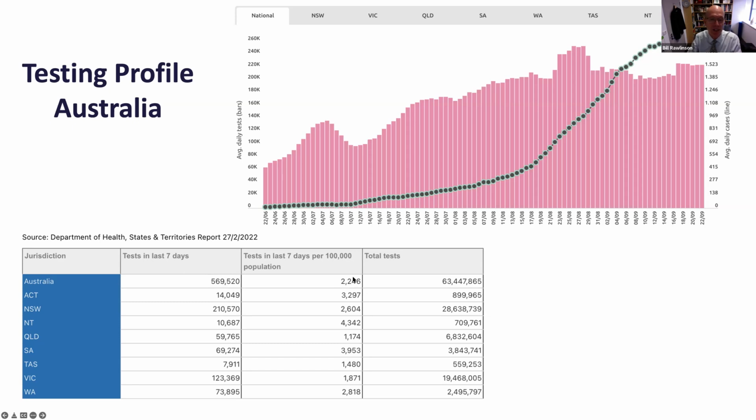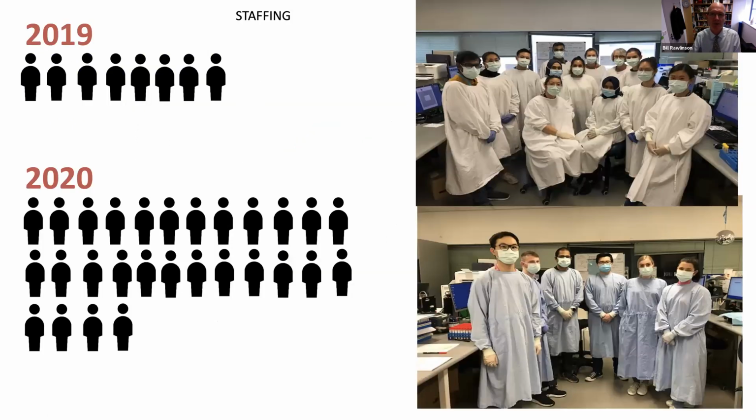Of those, that's around about 2,200 per 100,000 population. And the total test to date is 63.5 million. So clearly there's a lot of testing, and of course with rapid antigen testing that number's going even further.